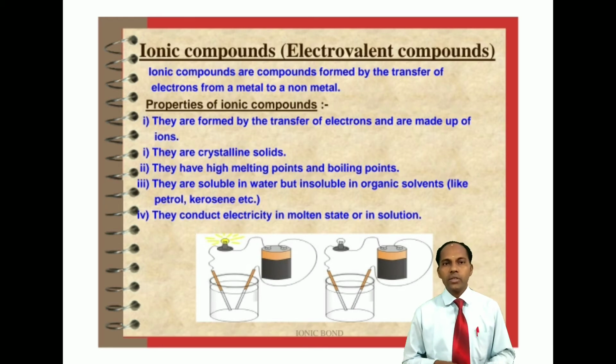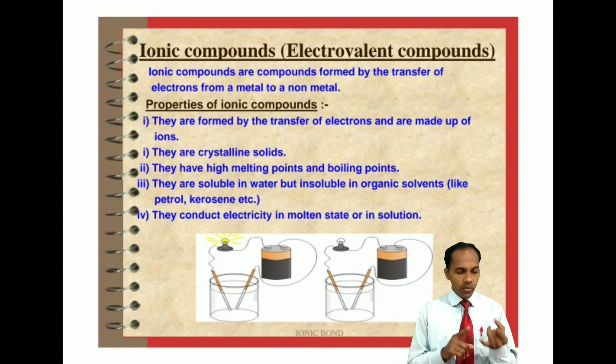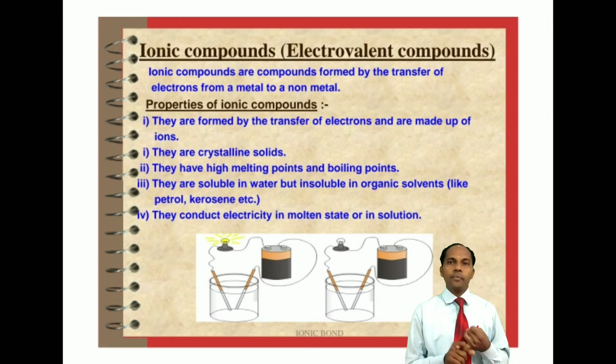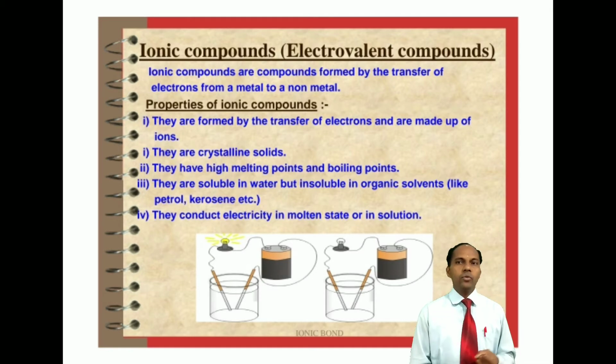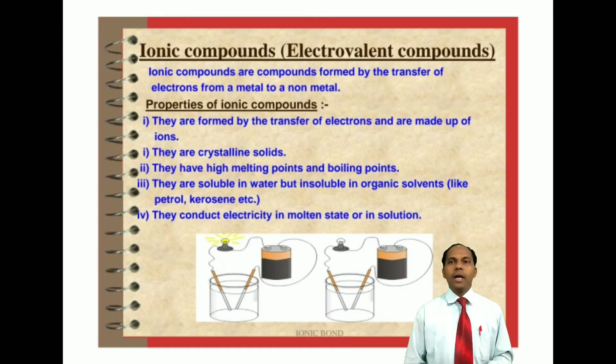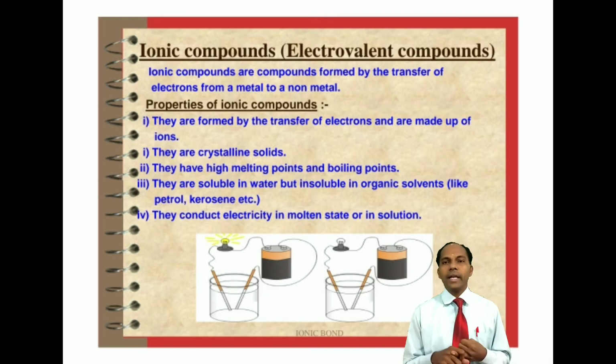Now we will discuss the properties of ionic compounds. First, ionic compounds are formed by the transfer of electrons from metals to non-metals and are made up of ions. Second, they are crystalline solids. If you have any doubt, keep in mind sodium chloride as the ionic compound and think about the properties of sodium chloride.